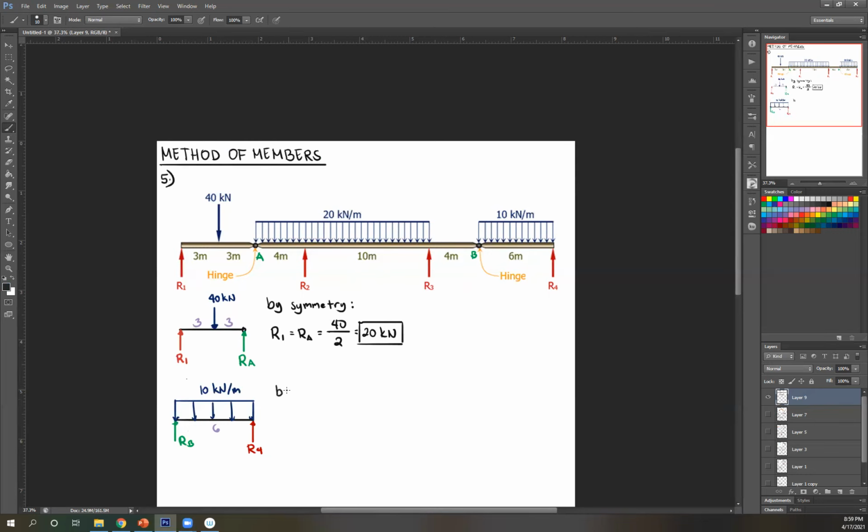Okay, so once again, I can solve this by symmetry. Okay, R4 equals RB, which is equal to, again, total force divided by 2. This is a uniformly distributed load. Remember, to get the equivalent force of that, just take the area. So area is 10 times base, which is 6. Then divide that by 2. You're going to get 30 kilonewton.